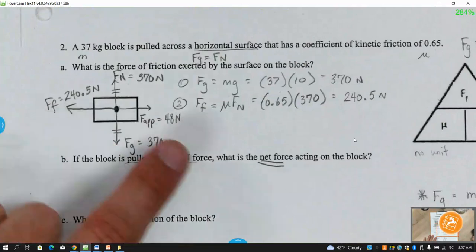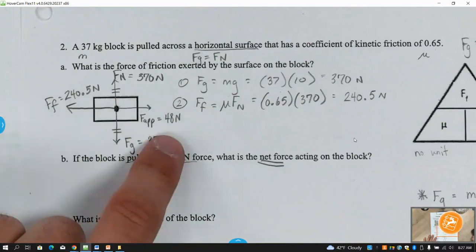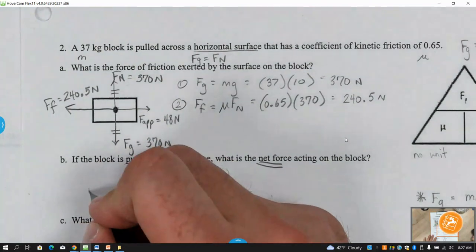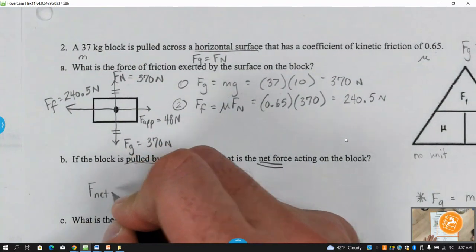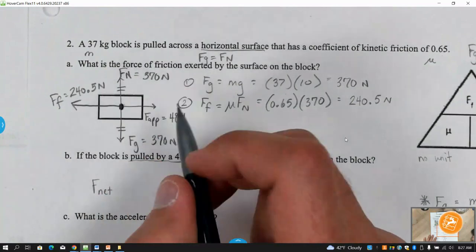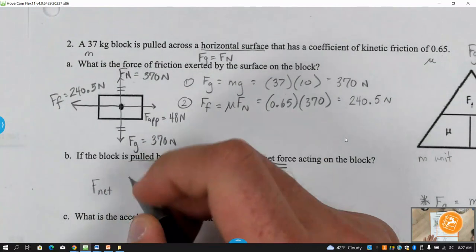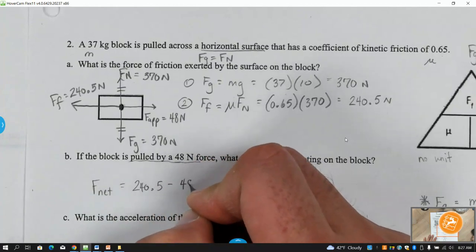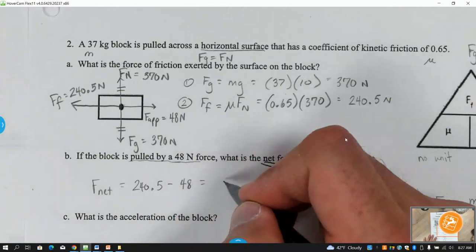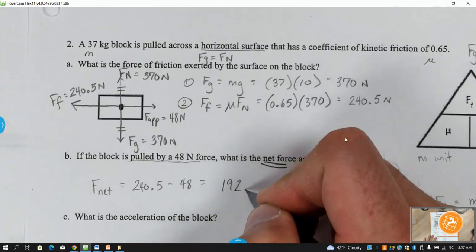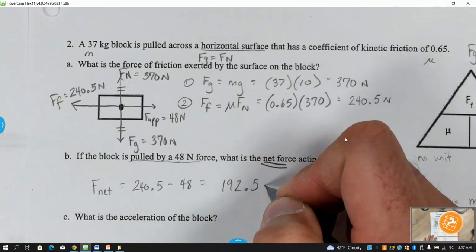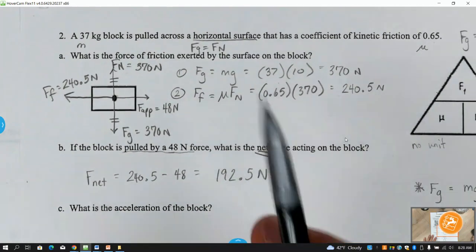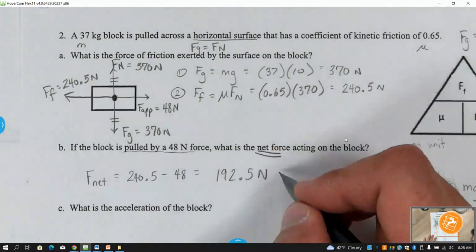Now, if my top and bottom balance, my left and right, they're opposite directions. They're not the same, so we got to subtract them. You're always going to take the higher magnitude, which is the 240.5, minus the lower magnitude, which is the 48. So 240.5 minus my 48. This is going to give us 192.5 newtons. And in what direction? Left, good, because the friction force was larger here.